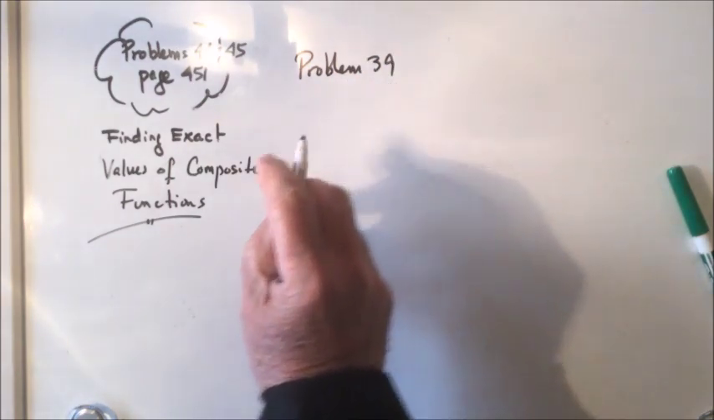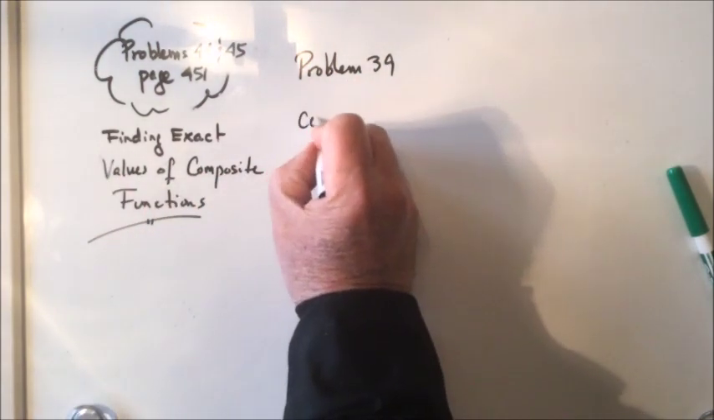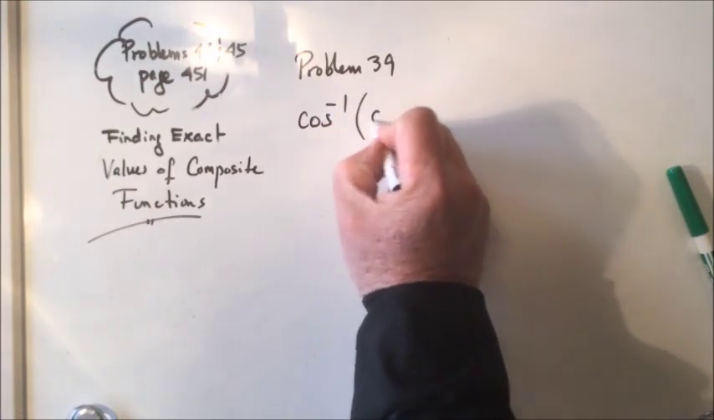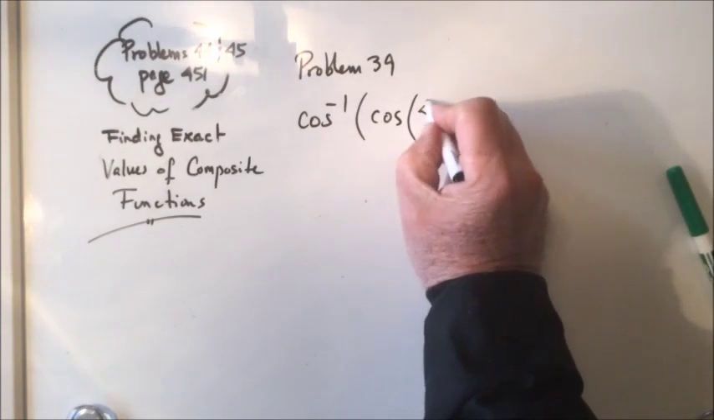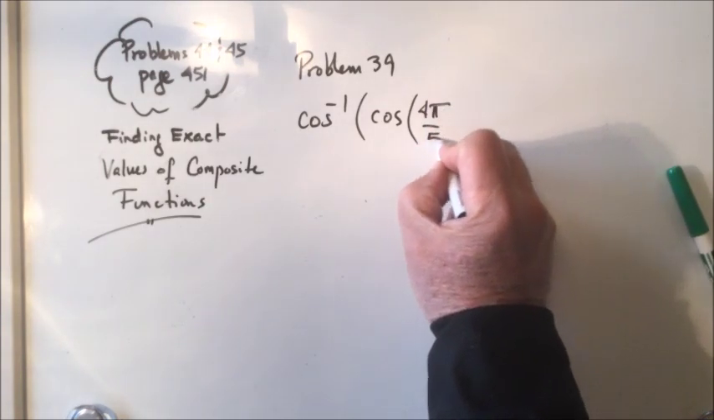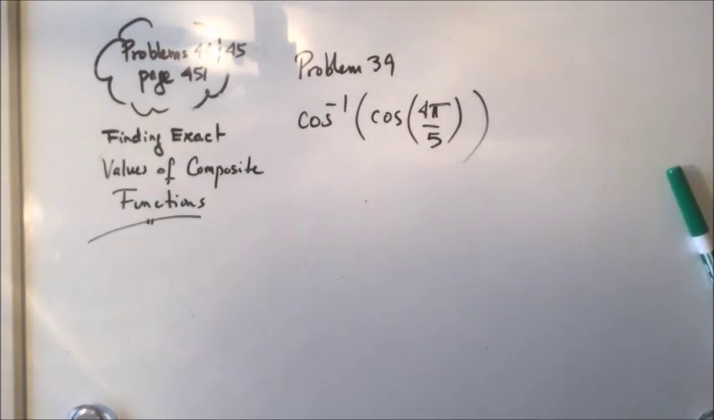Problem 39 says find the exact value of this composite function, arc cosine of the cosine of 4 pi over 5. I will warn you, I get a little daffy on these problems, so watch me.